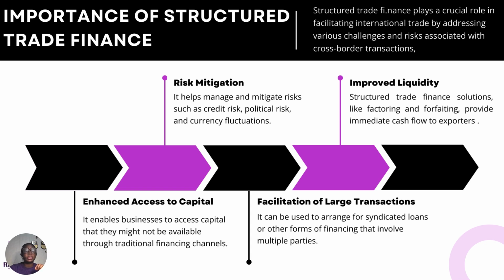The second importance is improved liquidity. Solutions like factoring and forfeiting provide immediate cash by turning receivables into money. This helps businesses invest and manage their working capital.